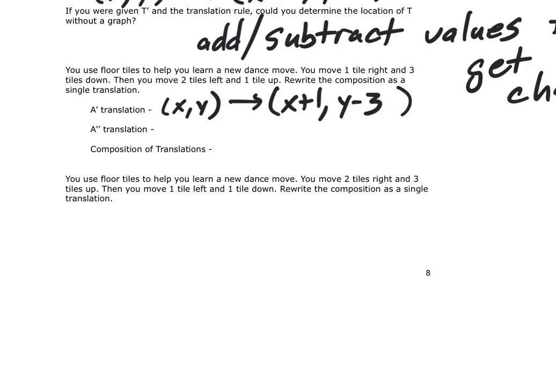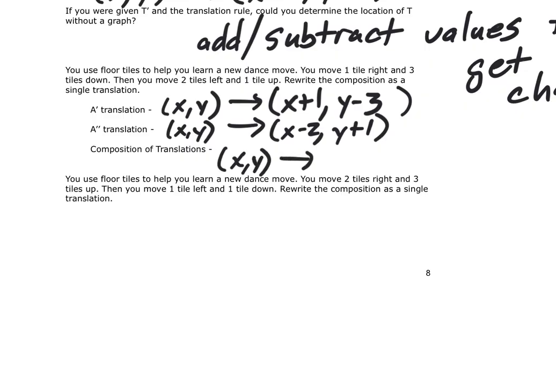Then we're going to do a second change. So from where I'm at right here, now we're going to move 2 left and 1 up. Okay, and so then to finish this, the composition is the combination, or putting this all together to find out what's the total movement that took place to get from my original location to where I'm at right now.